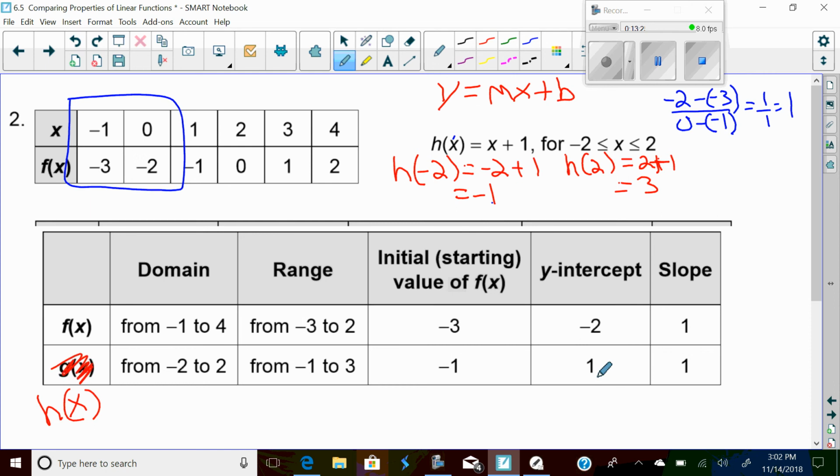Okay, so that's comparing properties of linear functions. We did it from a table to an equation. We did it from a table to a graph. In our next video, we're going to do it from an expression, from words, and a table or a graph and so forth.